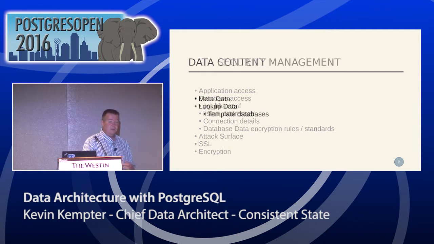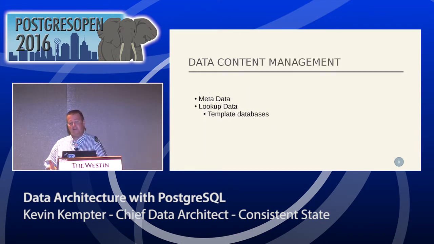Next, we start to get into data content management, which includes the metadata that the organization might have. Lookup data is a really good example. In some cases, the lookup data is such that it's very, very static. So from release to release of a particular set of software or a particular version of a utility that this company leverages, they might actually choose to put some of this metadata within a template database.